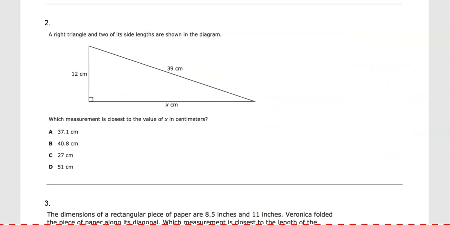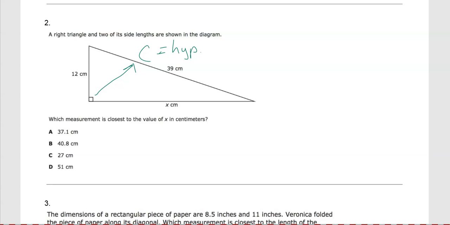Okay. All right, so now it says a right triangle and two of its side lengths are shown in the diagram. It wants us to find which measure is closest to the value of x in centimeters. X is one of our legs because it is not the hypotenuse. So whenever you see a right triangle and it's asking you for a side length and it's only giving you side lengths, find the hypotenuse and label it. Always label it C or label it hypotenuse. Every time you see a right triangle, label the hypotenuse.